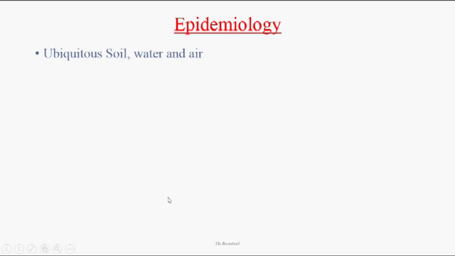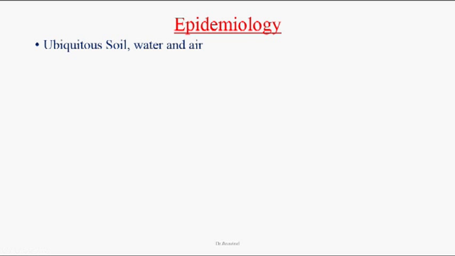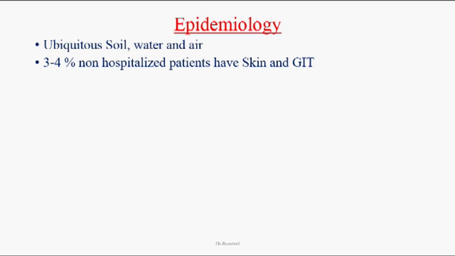Epidemiology. These organisms are ubiquitous, can be seen in soil, water and air. 3 to 4% of non-hospitalized patients have this organism on their skin and the GI tract, especially in stools. And it is one of the major opportunistic pathogens. In immune suppressed individuals, this organism takes the lead and causes the infection.